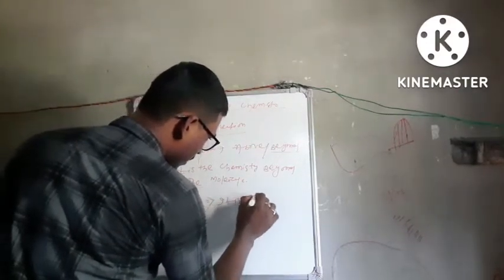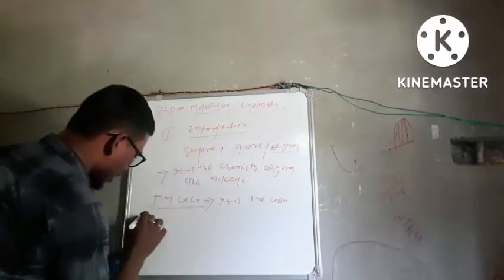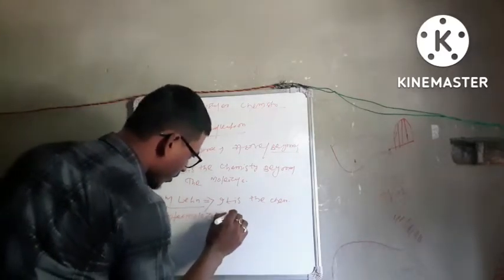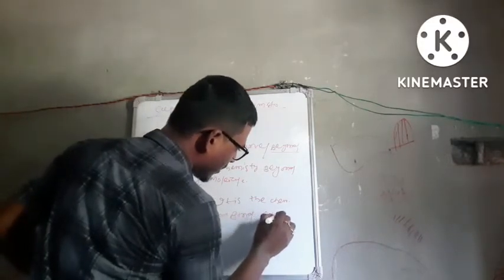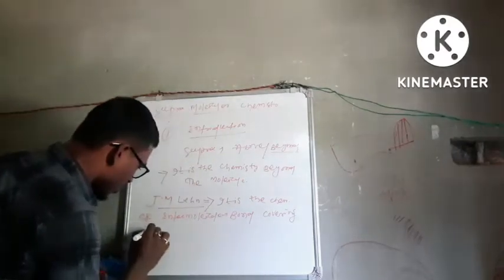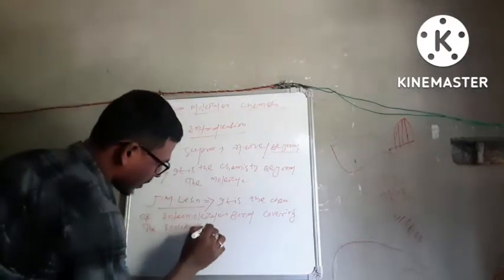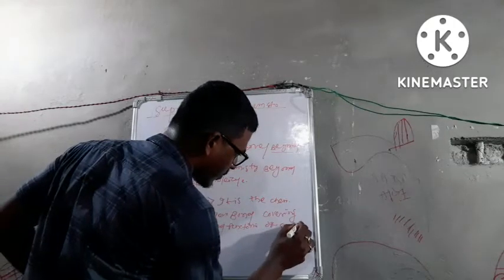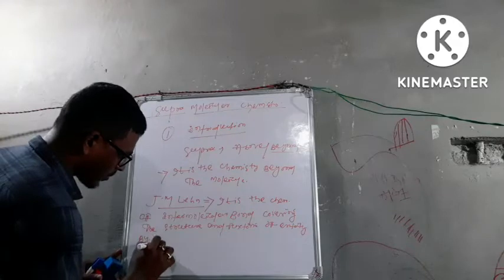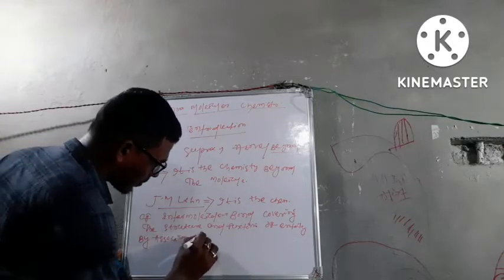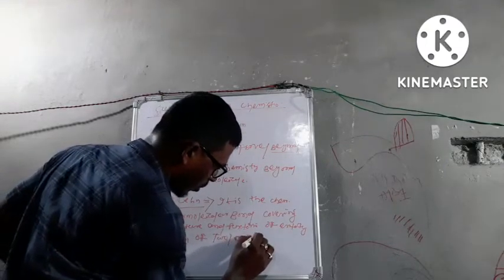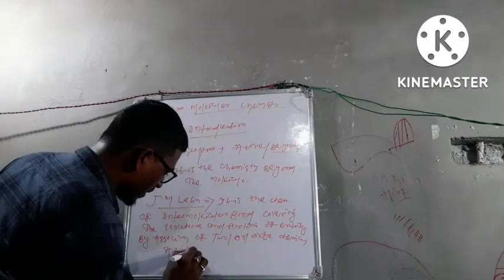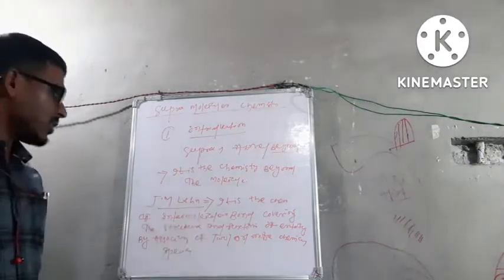It is the chemistry of intermolecular bonds, covering the structure and functions of entities by association of two or more chemical species. That is the other definition given by Jean-Marie Lehn of supramolecular chemistry.